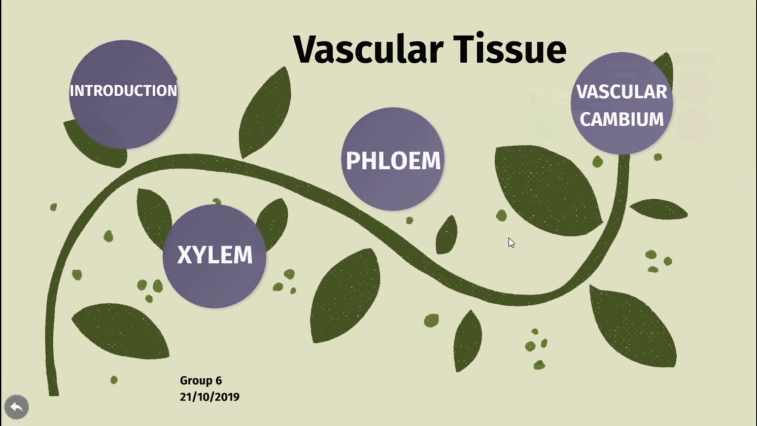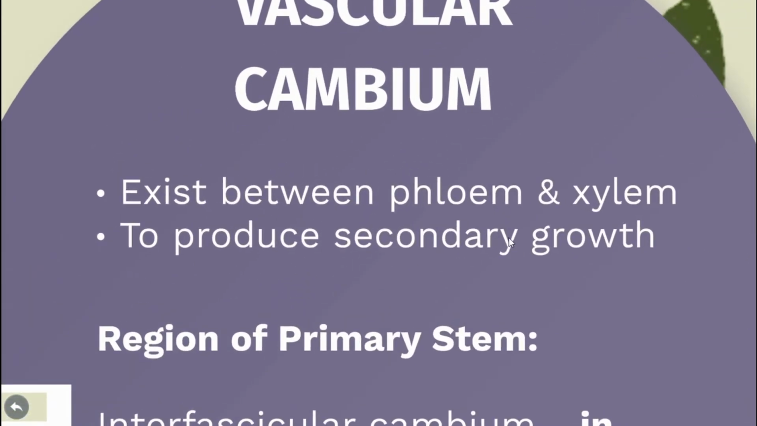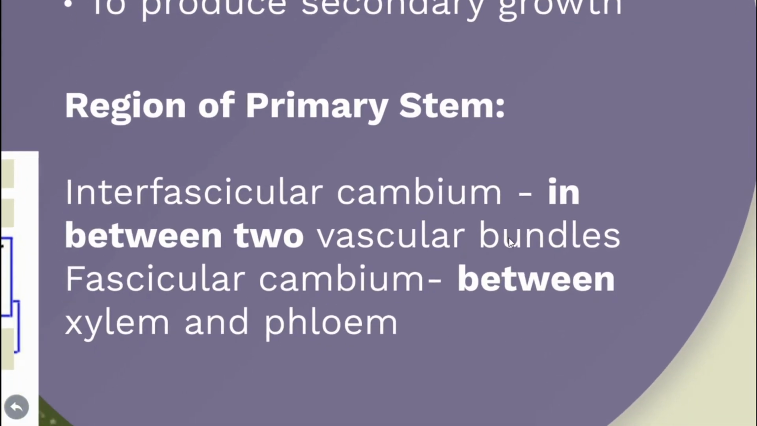Lastly, let us see vascular cambium. This tissue exists in between xylem and phloem. Its function is to help in secondary growth of the plant. Its presence is in between two vascular bundles for interfascicular cambium, and between xylem and phloem for fascicular cambium.